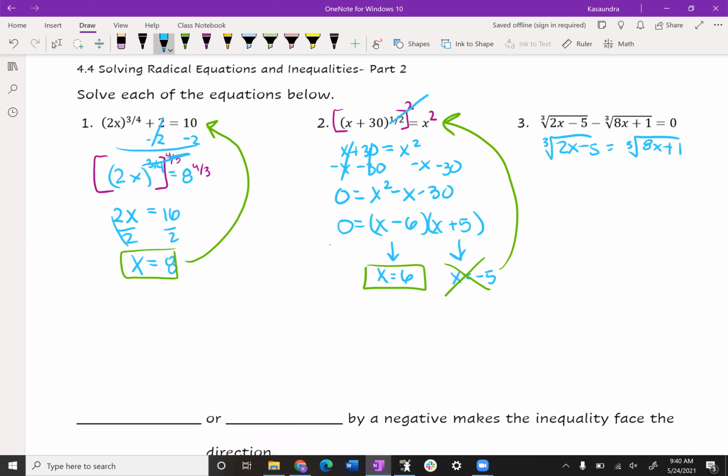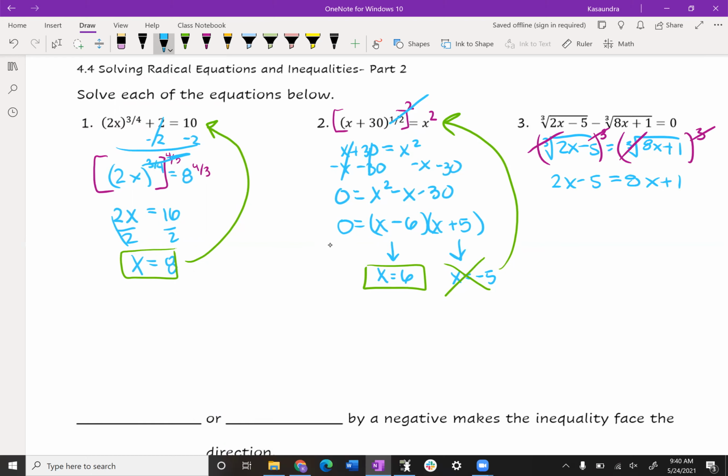So I'm going to get rid of my cube root with a cubed exponent, like an exponent of 3. Okay, so it actually happens on both sides. Get rid of it on both sides. So I'm left with a 2x minus 5 equals 8x plus 1. So I'm going to put all my x's on the same side.